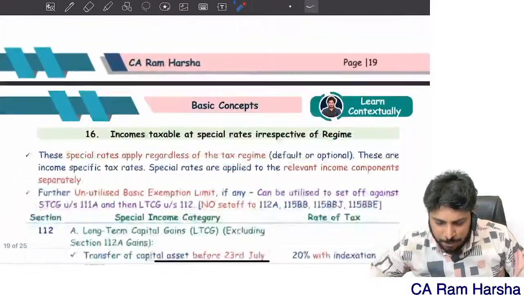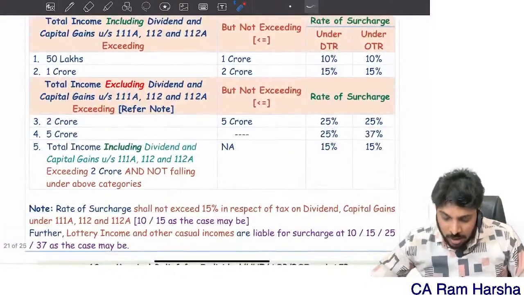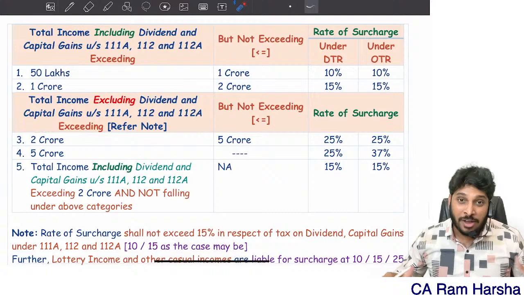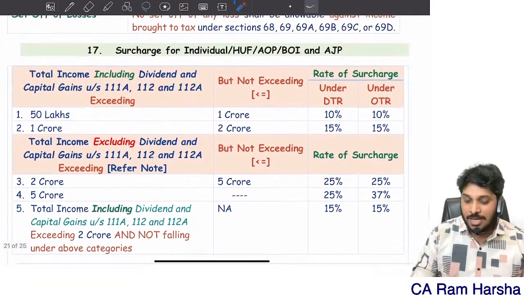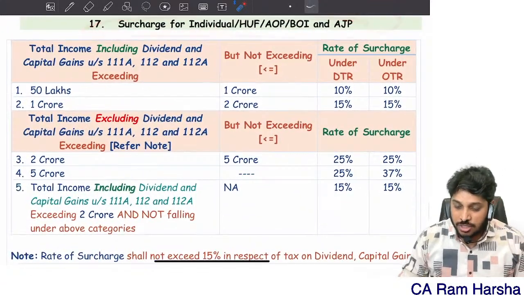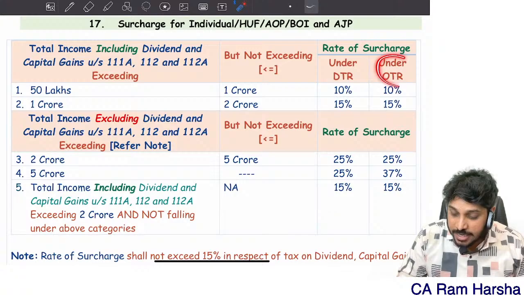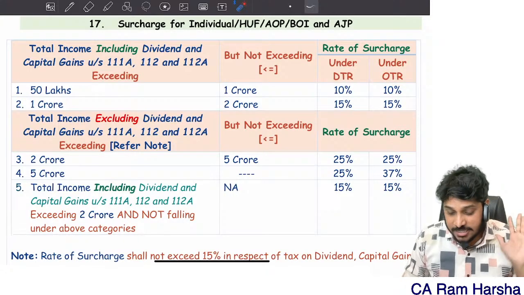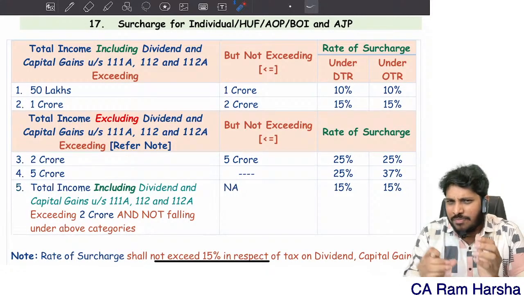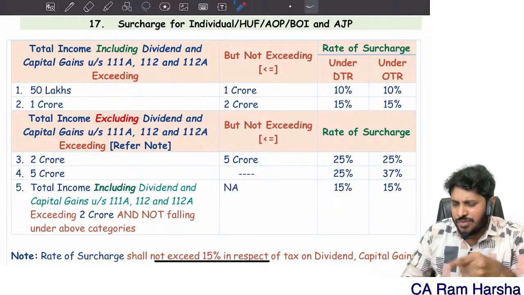Just a minute. Yes, surcharge rate. What is the surcharge rate? Under the default tax regime, what is the rate? Under the optional tax regime, what is the rate? Getting it? I'll do one thing. Let's first finish the basic tax computation and then get back to this.